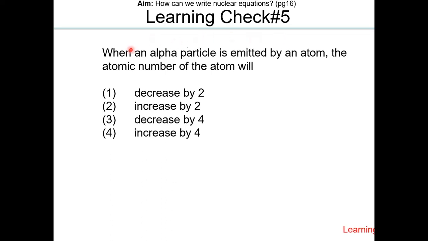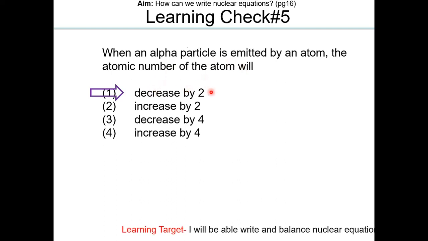Learning check number 5. When an alpha particle is emitted by an atom, the atomic number of the atom will do what? Pause the video and resume as completed. The answer is choice 1, decrease by 2.